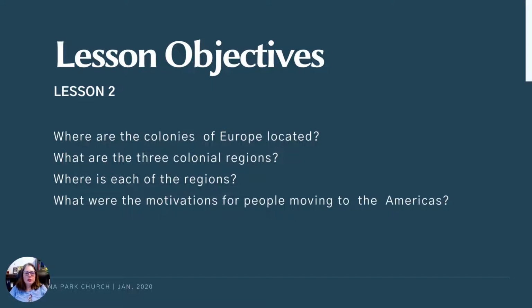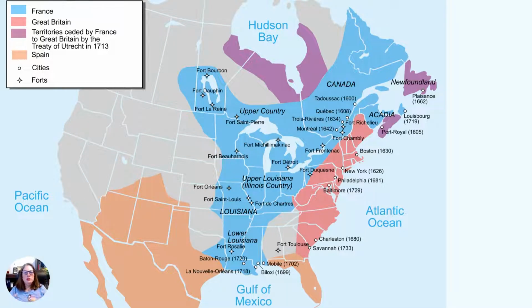All right, so our focus today in this video is, where are the colonies of Europe located in the Americas? What are the different regions? Where specifically each region is, and again, motivations for moving there. So this is a typical map that we look at. And again, this is early 1700. This is pretty much the extent of the expanse at that point.